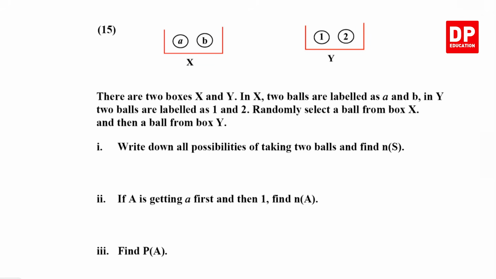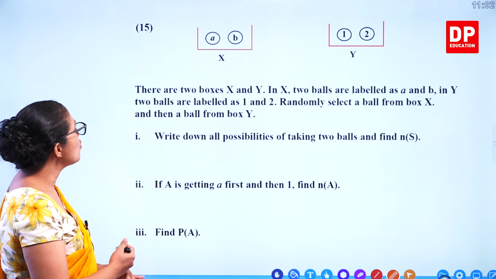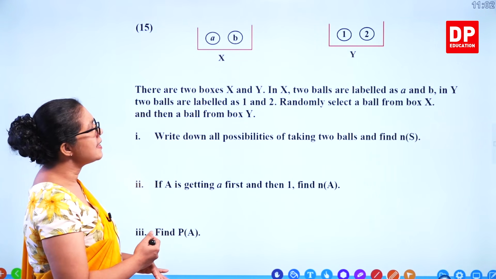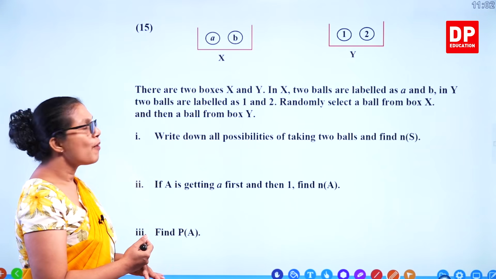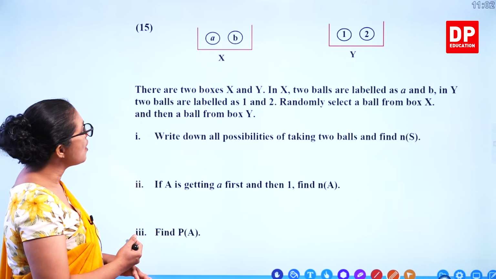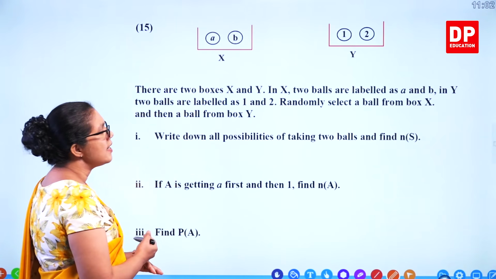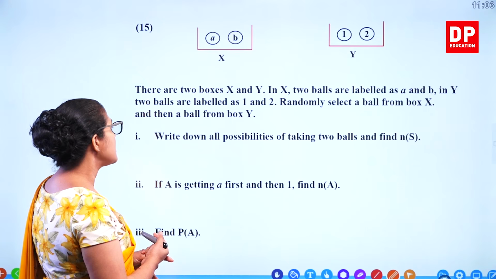Look at this example. There are two boxes, X and Y. In X, 2 balls are labeled as A and B. In Y, 2 balls are labeled as 1 and 2. Randomly select a ball from box X and then a ball from box Y. Write down all possibilities of taking 2 balls and find the number of outcomes in the sample space.